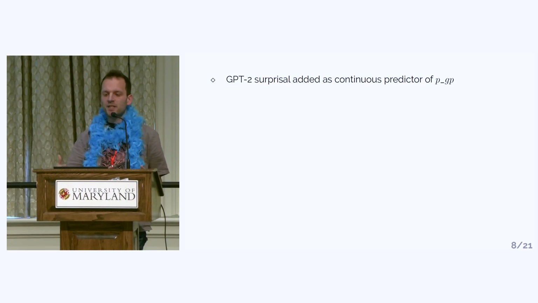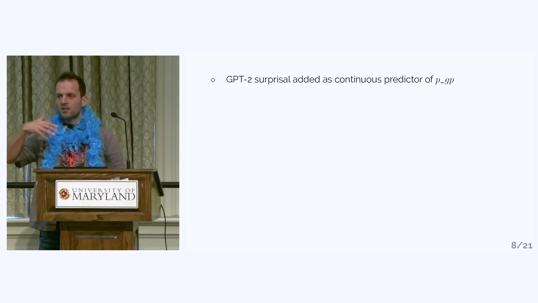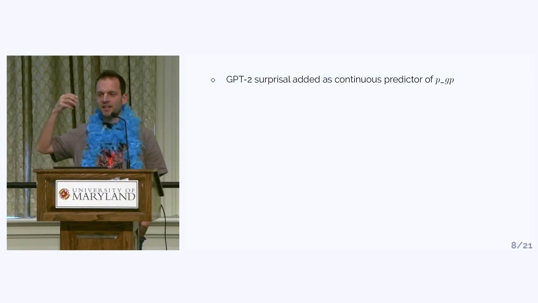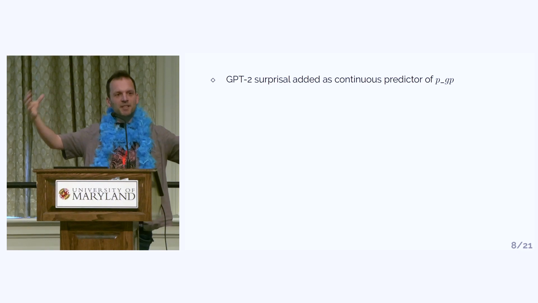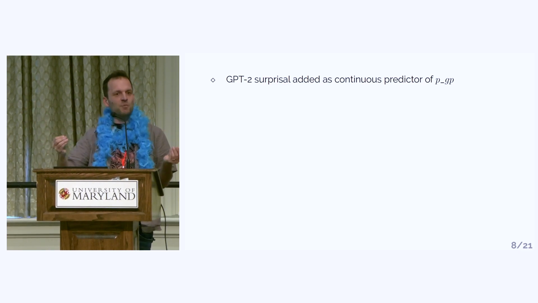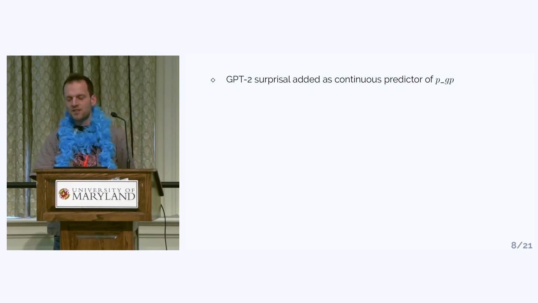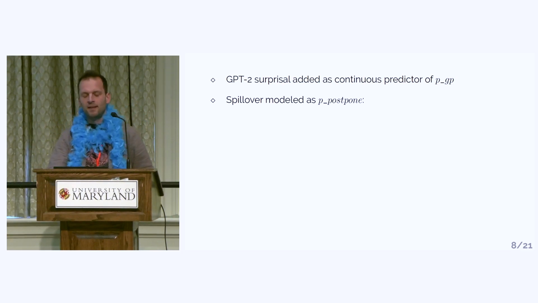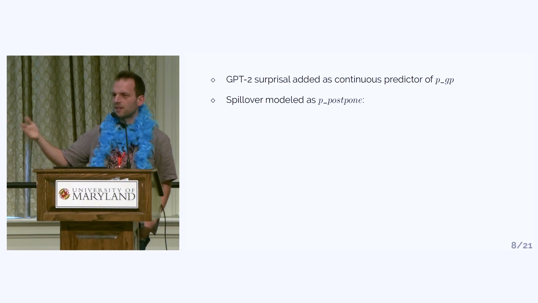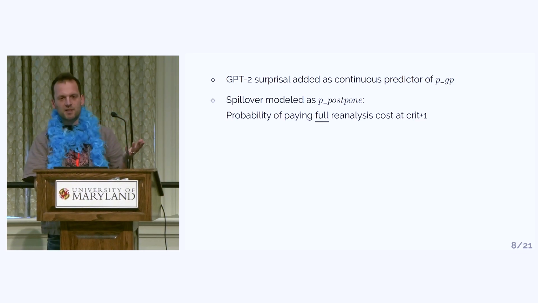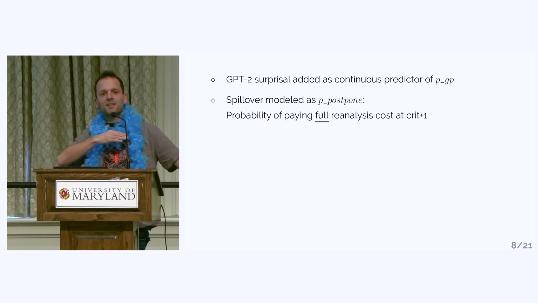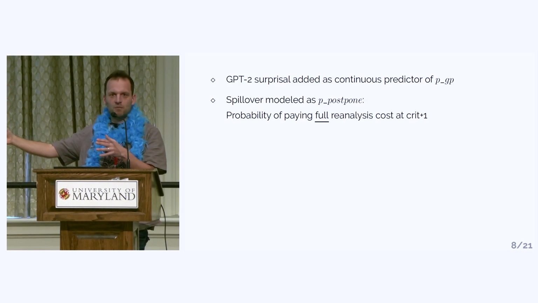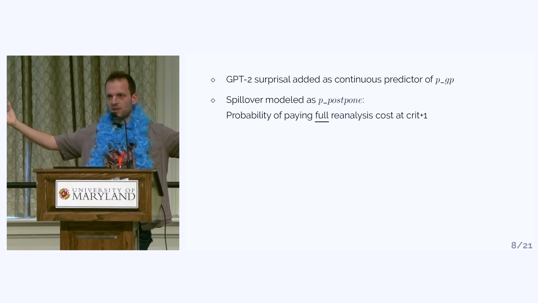So what we can do with the model is add GPT-2 surprisal, which comes with the SAP dataset, as a continuous predictor to PGP. The beauty of this model is that for each of the probabilities in the tree, you can run a little regression model and put predictors on them. So we can figure out how our experimental manipulations affect these parameters. We can model spillover by introducing another process, which we call postpone, which has some probability. It basically means don't pay the reanalysis cost at the point of disambiguation, but pay it at the spillover region with some probability, which we're going to estimate.